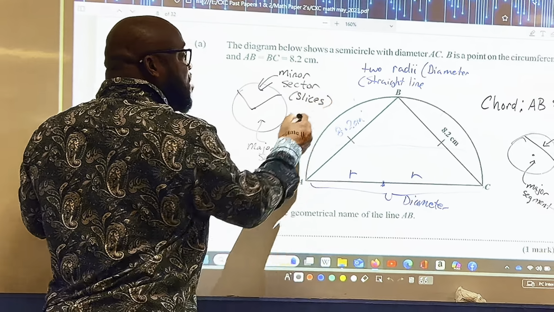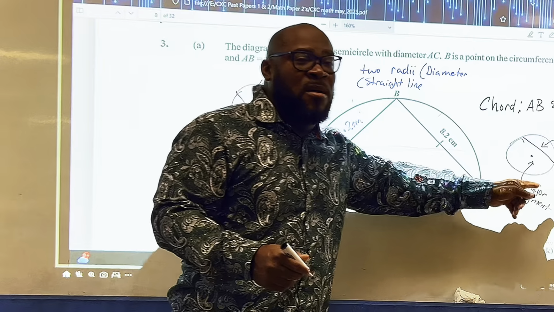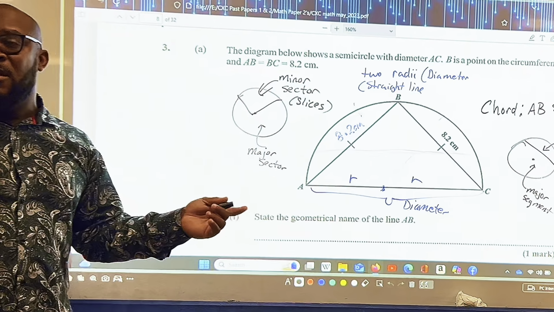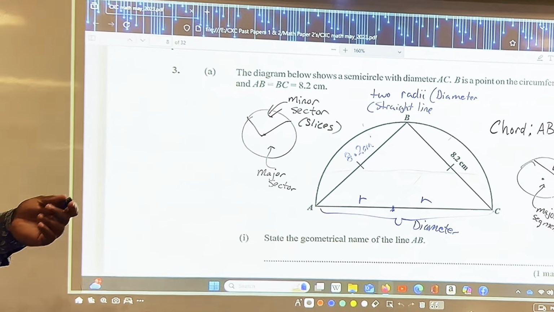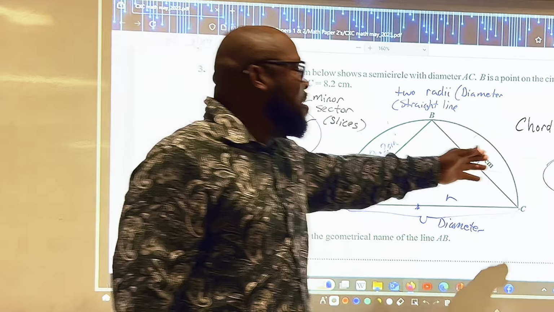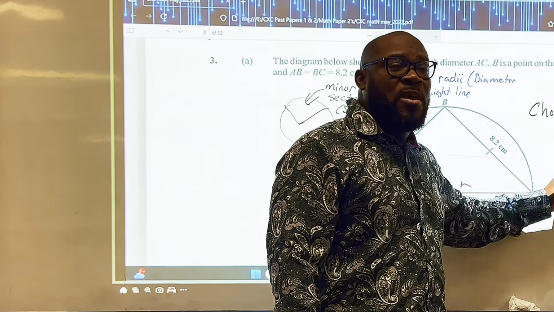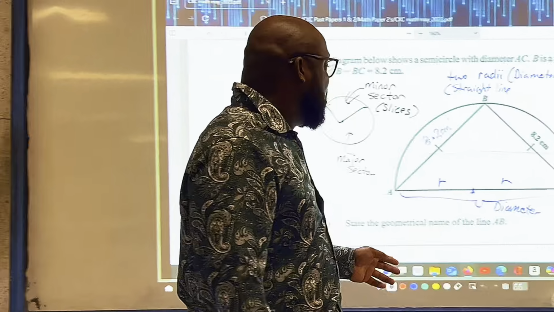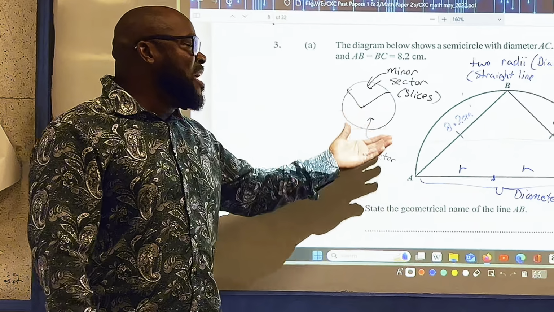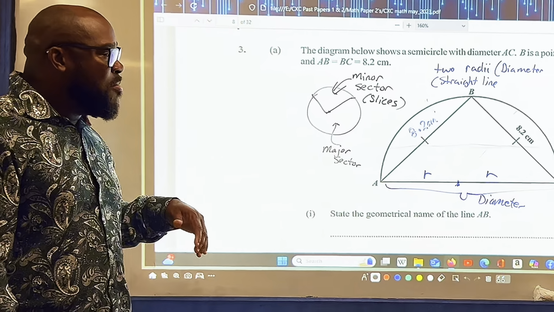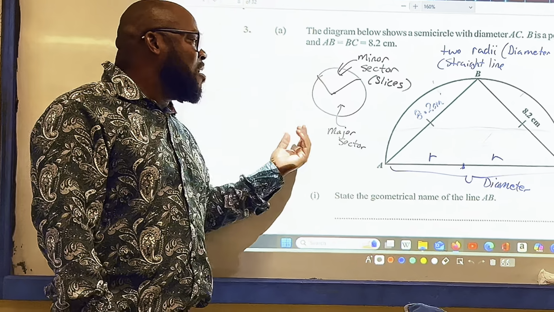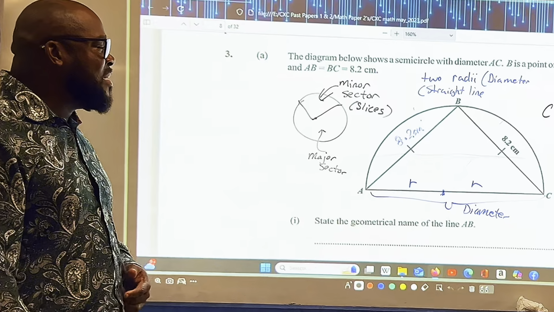But segment is different. Segment is when a chord cuts a circle, but it doesn't have to be a semicircle because it's not going through the center. If it went through the center, then you would cut the circle into two equal halves. But a sector now is like a slice. Okay? So there's a major segment, minor sector, major sector. These are things that you need to know.